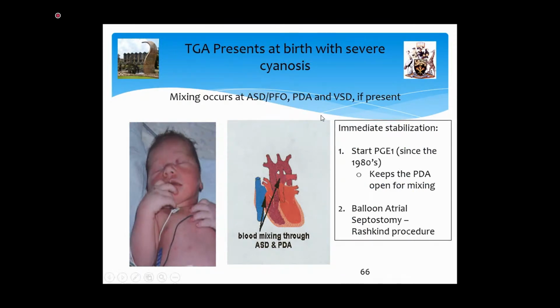If you are somewhere out there, these are the children who will start asking you to start prostaglandin E, which keeps the PDA open for ballooning. A balloon atrial septostomy is also called Rashkind procedure.